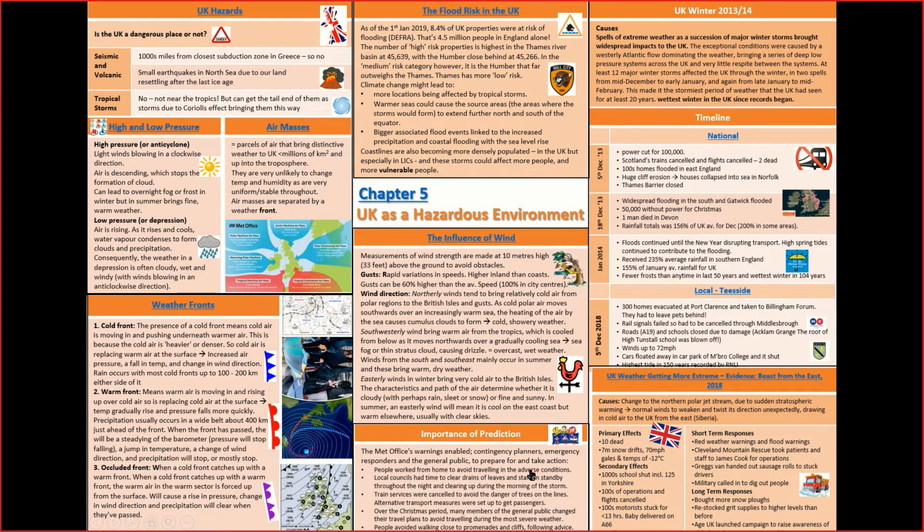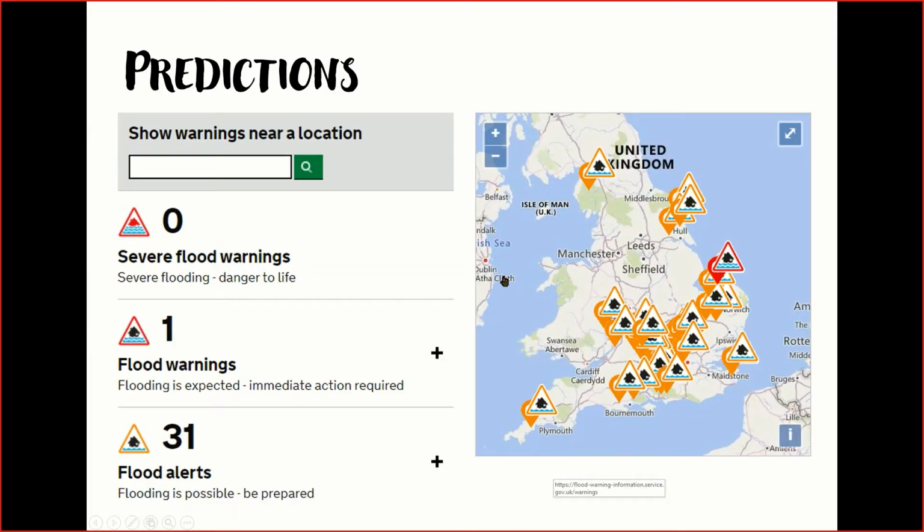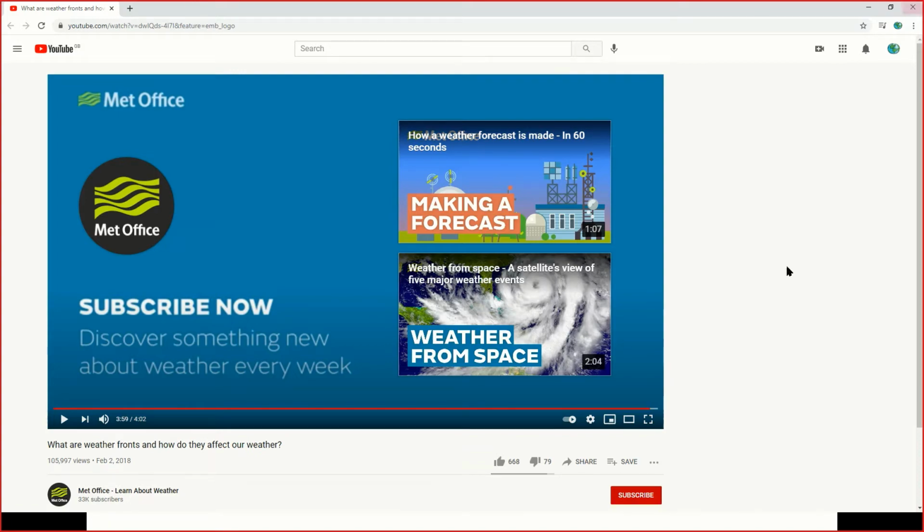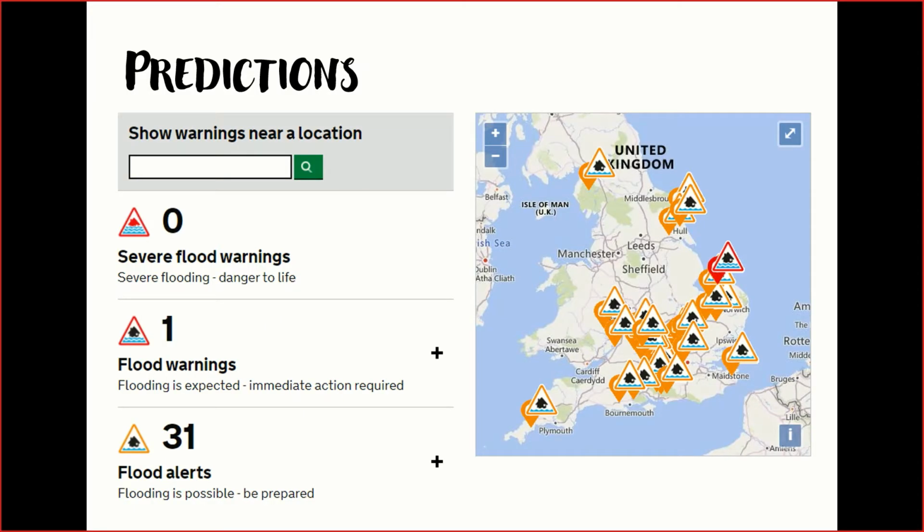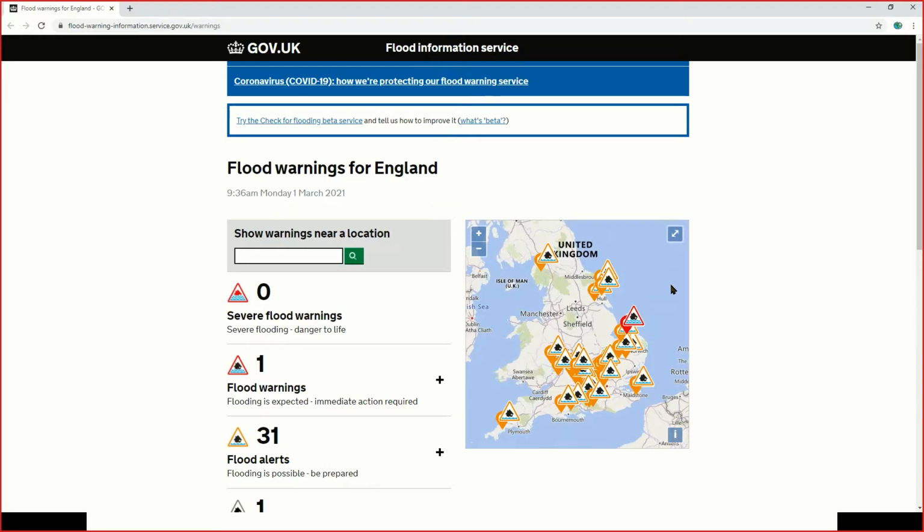Now, obviously, prediction is a key part for preparing people for this. Now, this is the government flooding website. Now, on this then, we can put in a postcode and see what risks there are at that present moment in time. And as you can see today, flood alerts are possible if it rains a lot. No severe flood warnings. And there's one area where there is an extreme warning, which is the River Burn there.